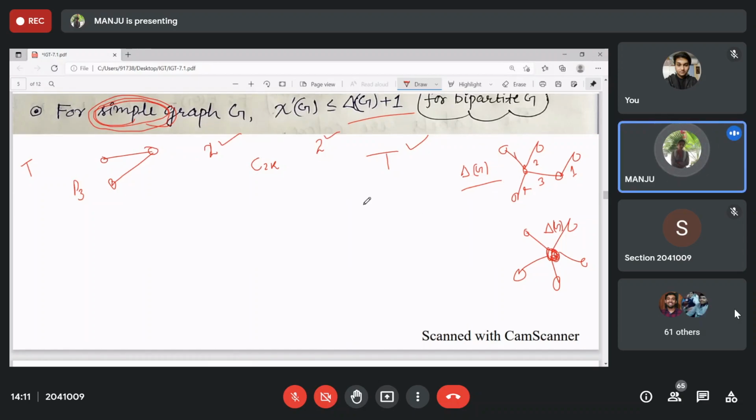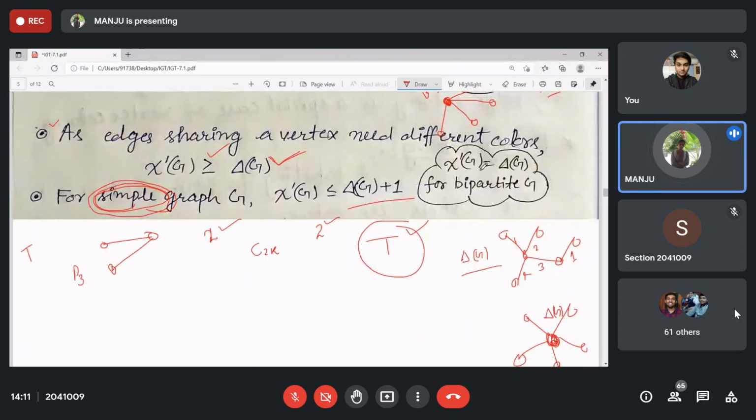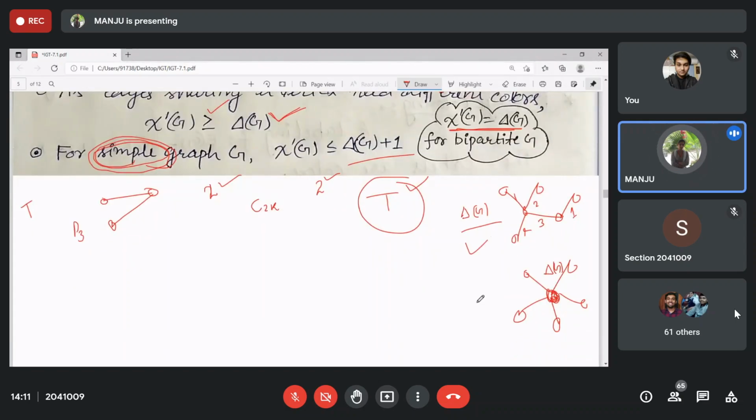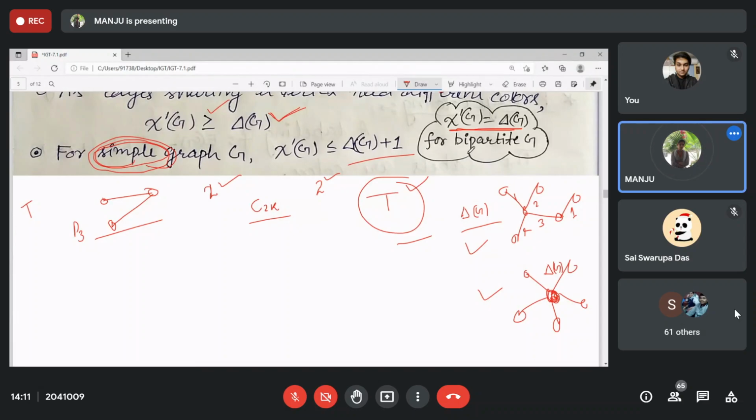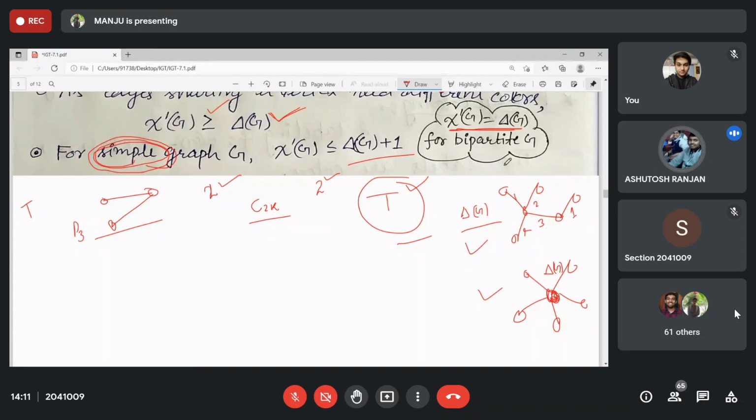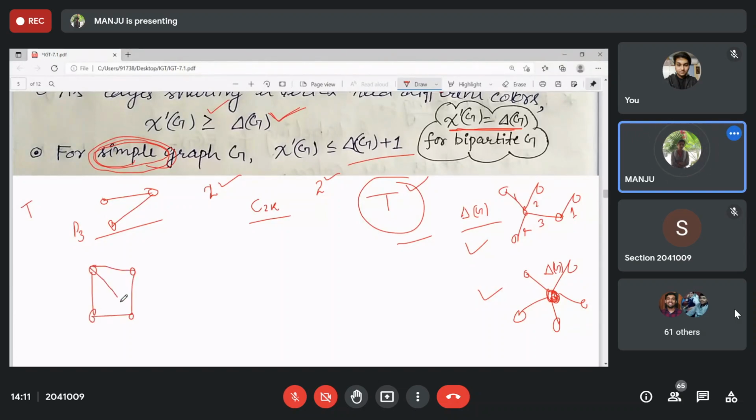In this tree also, delta G. So I'm just saying, as a tree is bipartite, this result holds for it, and you can verify it here. Any bipartite graph, any tree is bipartite. A star is also bipartite. These are part of trees. Clear? Yes, ma'am. What about kite? Chromatic index for kite.